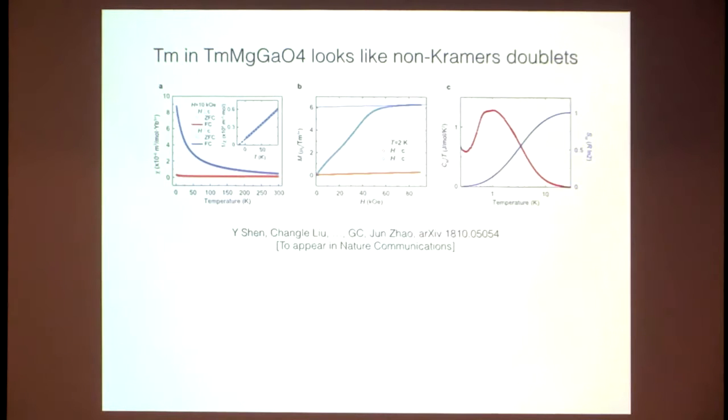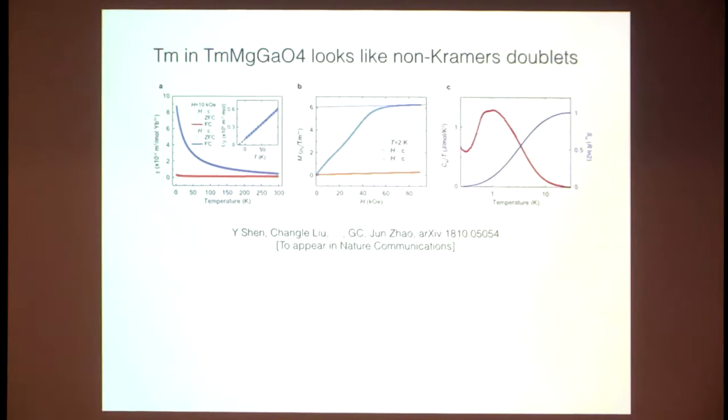So if you apply field normal to the plane, then there is a response. There is a magnetic susceptibility and there is magnetization. Now when the field is large enough, the system becomes polarized. All the spins will point into the field direction.